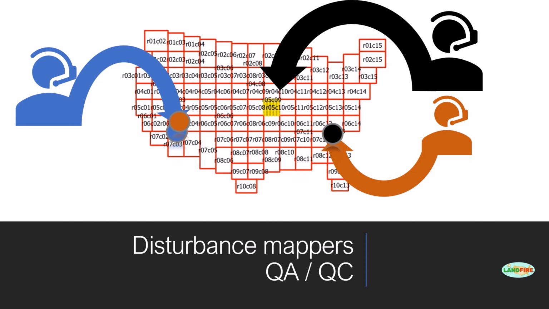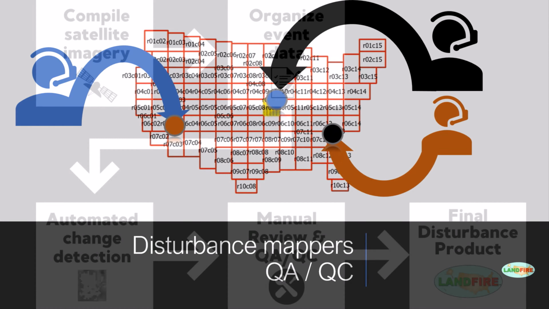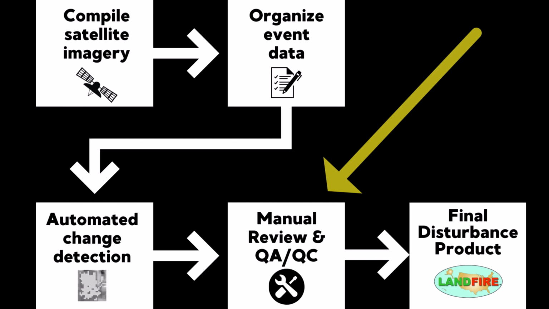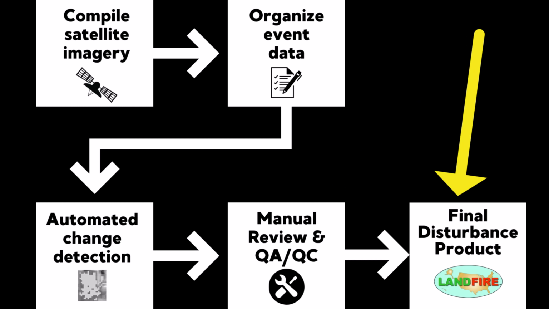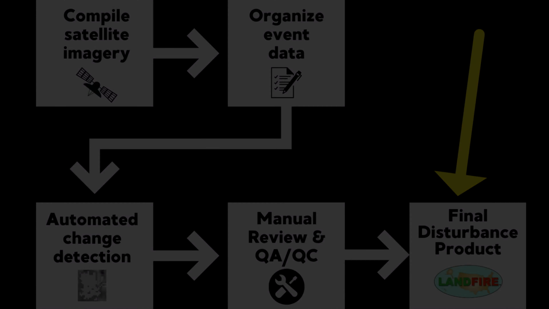Following the check, the intermediate disturbance product is passed through a final layer of automated checks and balances to ensure all expected data are present, values and pixel counts match, and the source data match the final product. After those final scripts are run, the disturbance layer is ready to be delivered to our end user.